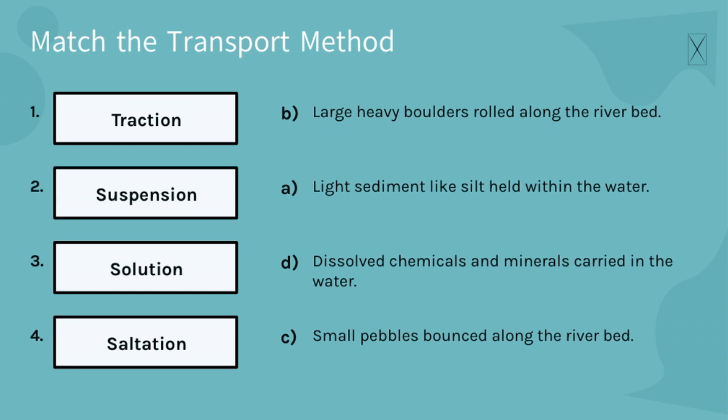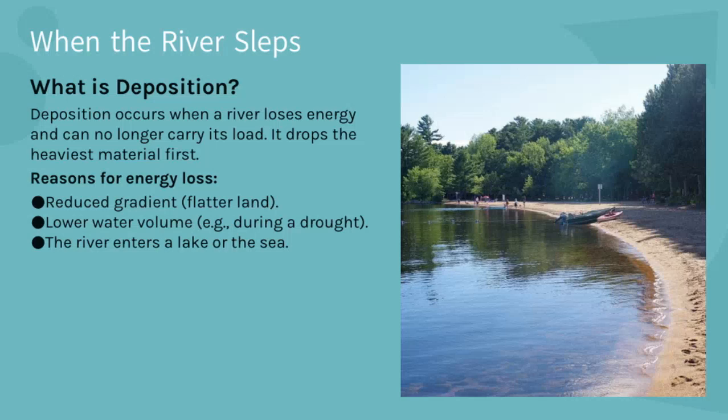This is a useful set of definitions to memorize for GCSE Geography. A simple way to remember them is: traction rolls, saltation bounces, suspension floats, solution dissolves. Now let's look at deposition. Deposition happens when a river loses energy and can no longer carry its load. When energy falls, the river must drop some of the material it is carrying. The heaviest material is dropped first because it needs the most energy to be transported.